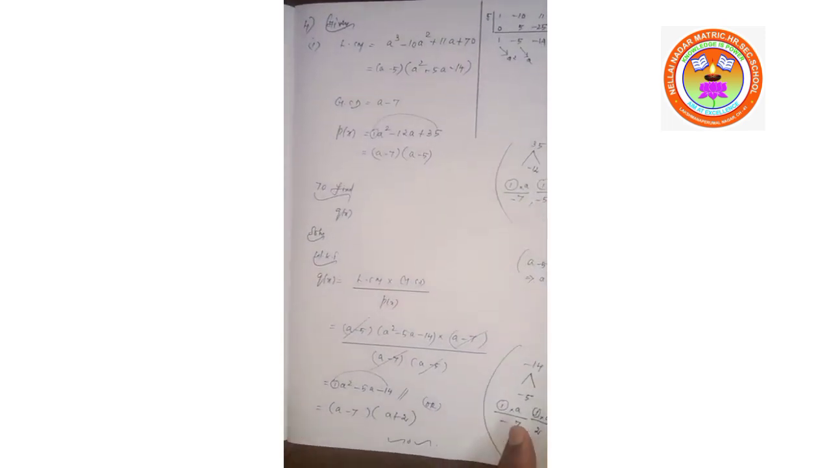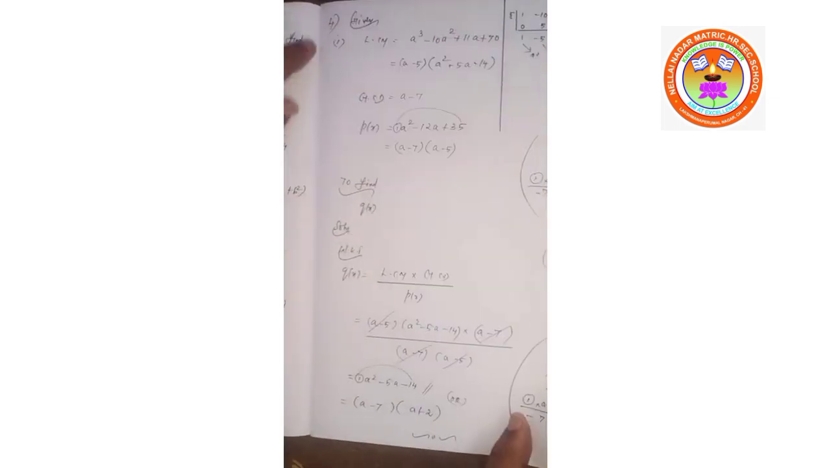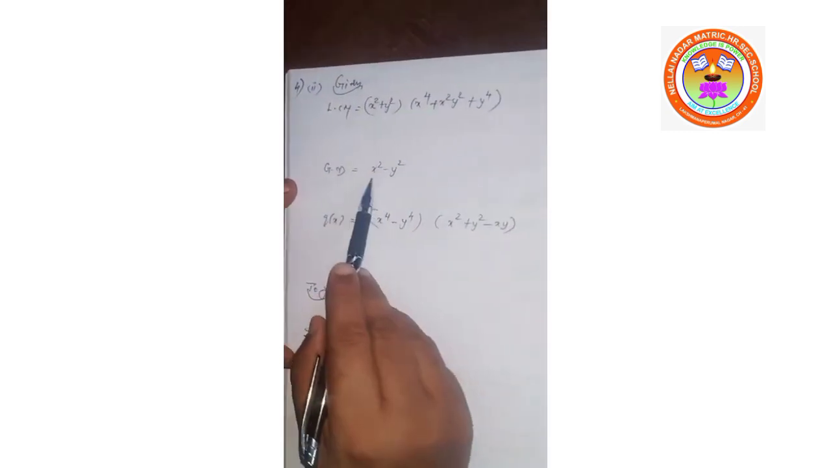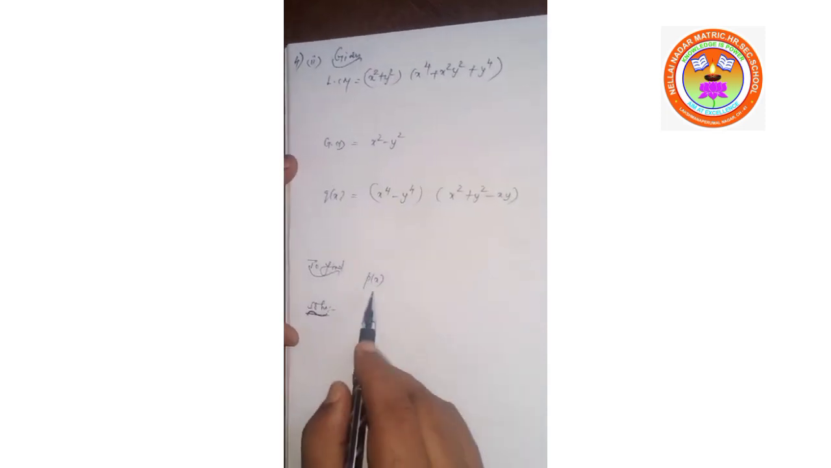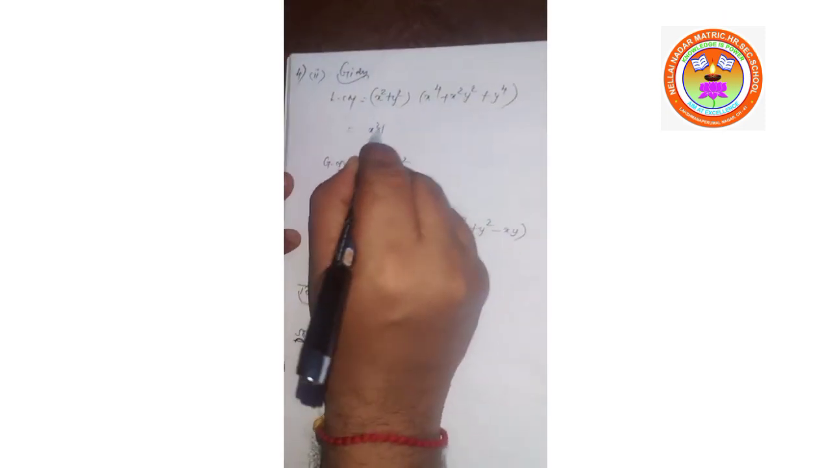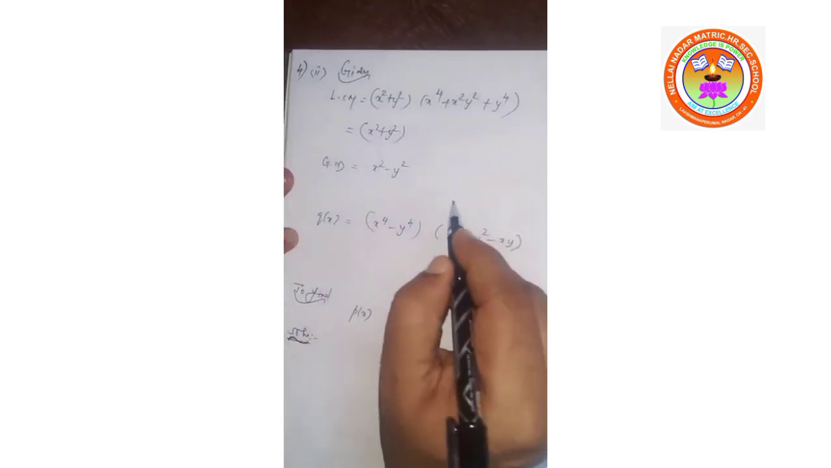Now I'll be teaching problem number 4, subdivision number 2. Here we are given LCM, GCD and Q of x, and asked to find P of x. Okay, write x squared plus y squared as it is.